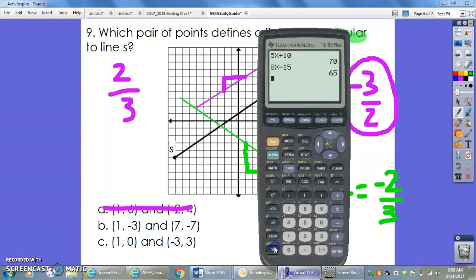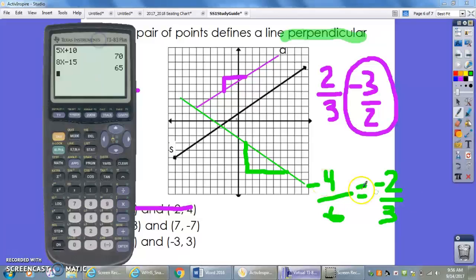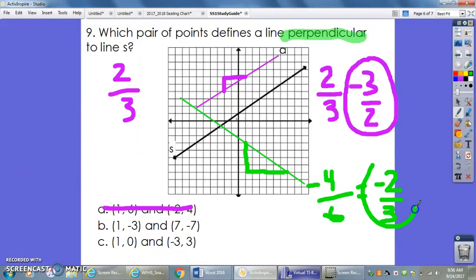This is an older calculator, but your calculators will work. You simplify fractions with alpha y equals. So it simplifies to -2/3. However, the perpendicular slope of the line is -3/2, which doesn't match -2/3. It's close, but it's not perfect. So that's not going to be perpendicular.